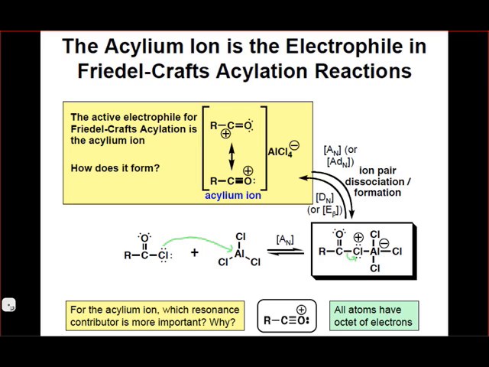Now recall from the Friedel-Crafts alkylation mechanism in which we generated a carbocation species. Notice that the acylium ion is resonance stabilized and therefore does not undergo rearrangement. This is one advantage the acylation reaction has over the alkylation reaction.